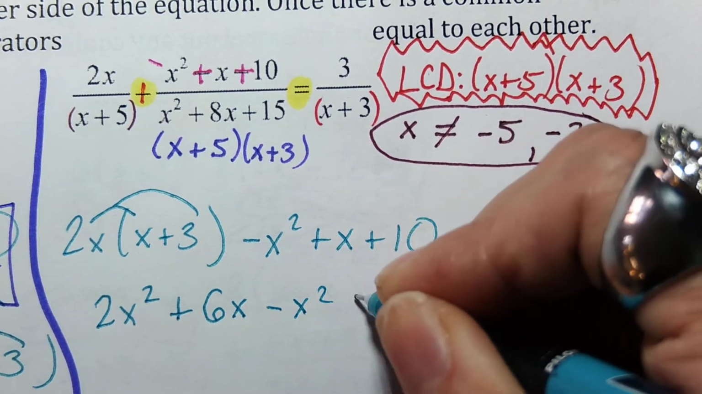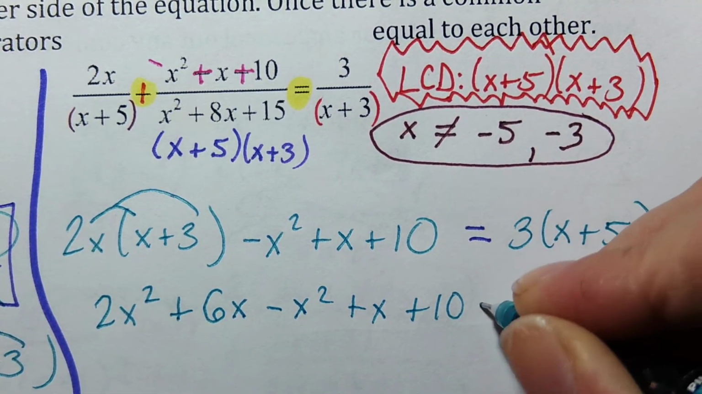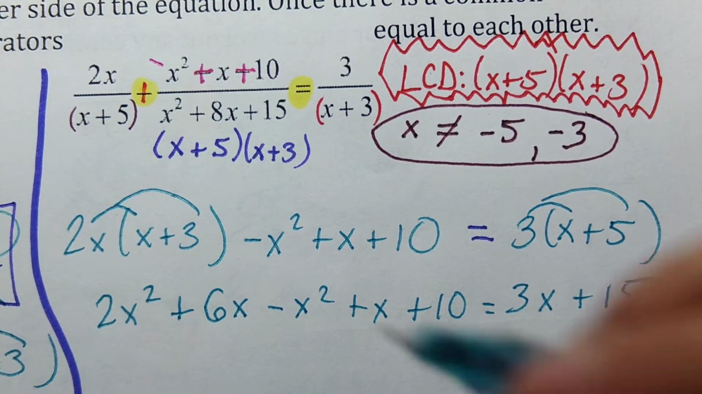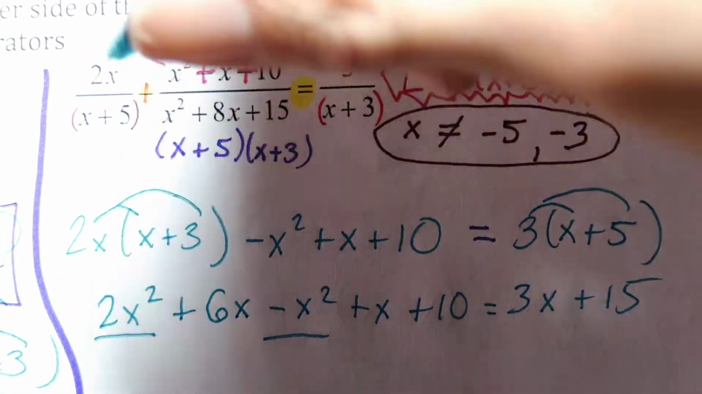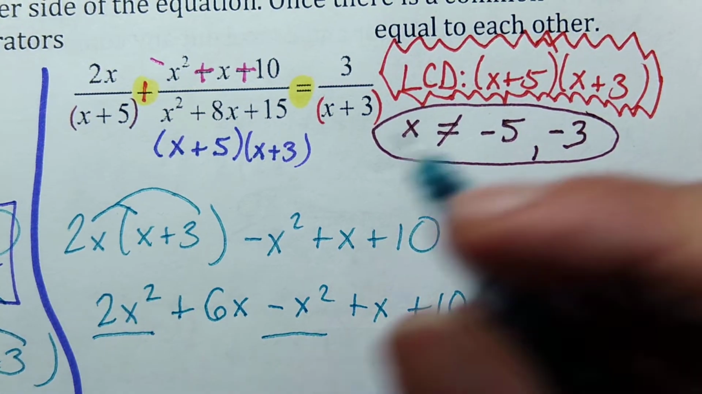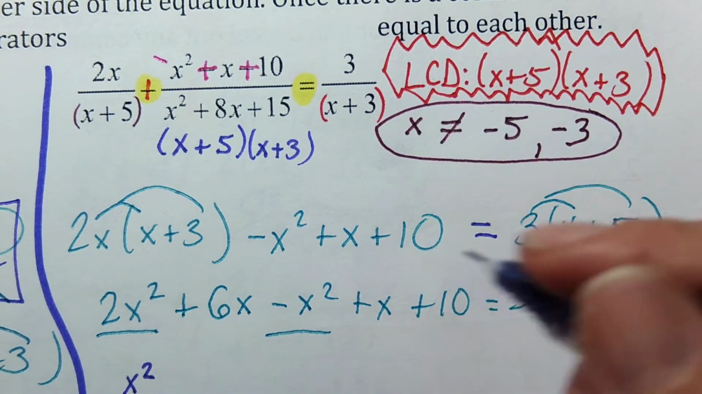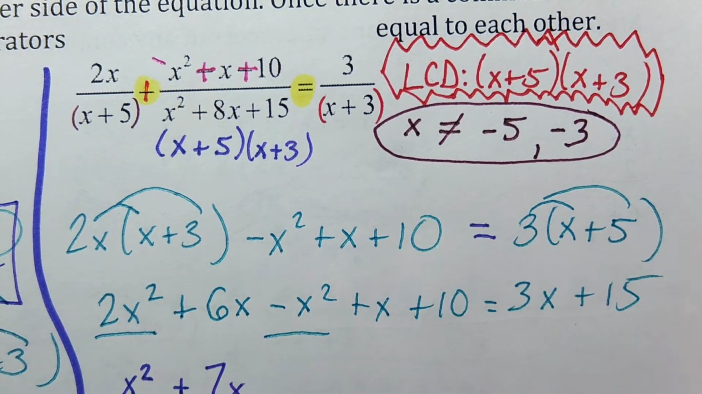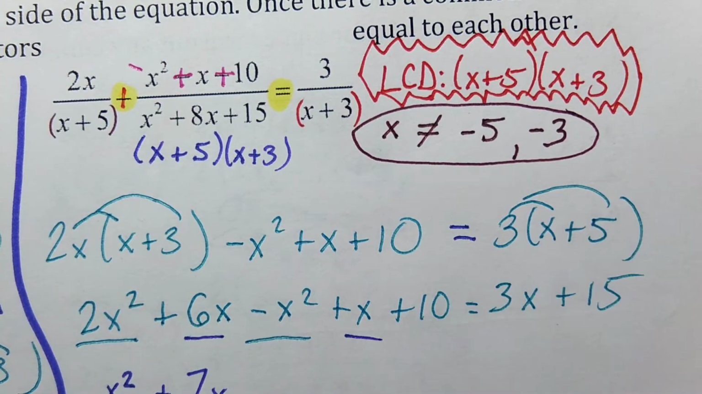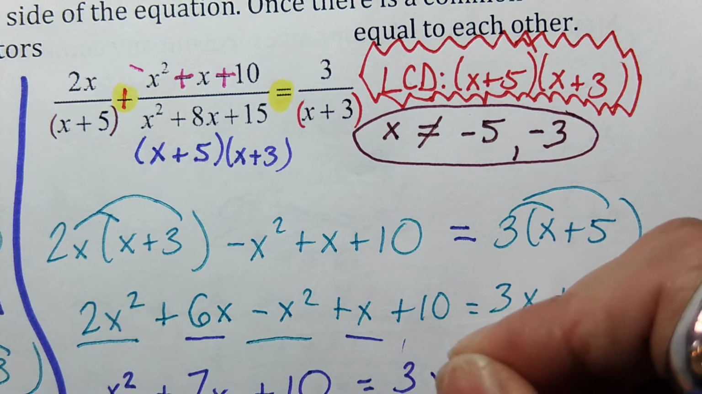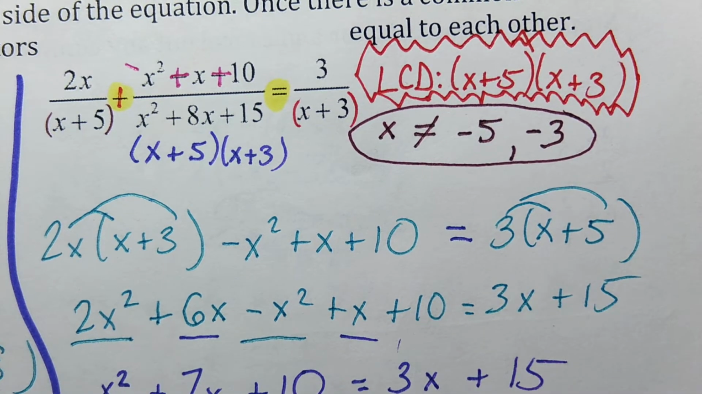So then negative x squared plus x plus 10 equals, distribute, 3x plus 15. So then if I have 2x squared minus x squared, we have x squared, or just 1x squared. 6x plus x is 7x. And we got the 10. Equals 3x plus 15. Why is this problem a little bit different than the ones we've been working on? It's got an x squared.